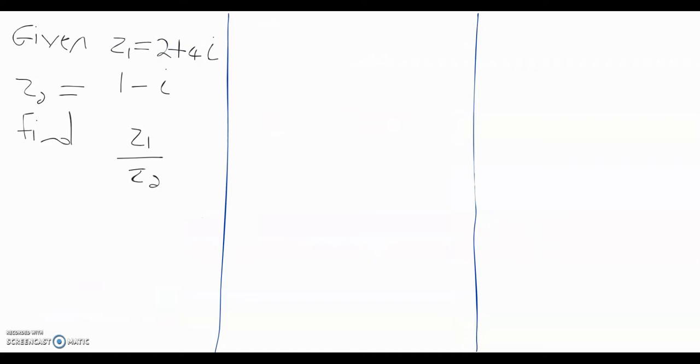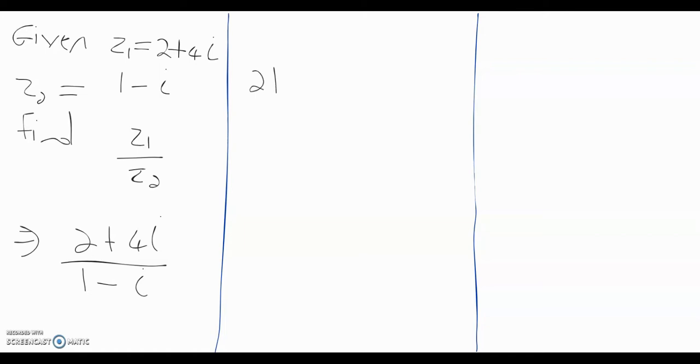Given that Z1 is equal to 2 plus 4i and Z2 is equal to 1 minus i, my task is to find Z1 over Z2. All right? So this would imply Z1, which is 2 plus 4i, all over Z2, which is 1 minus i. So the first thing we're going to be doing in order to break this down is to take the conjugate of the denominator here.